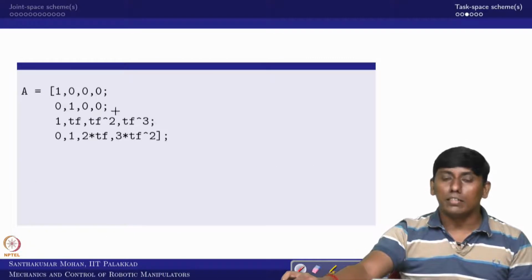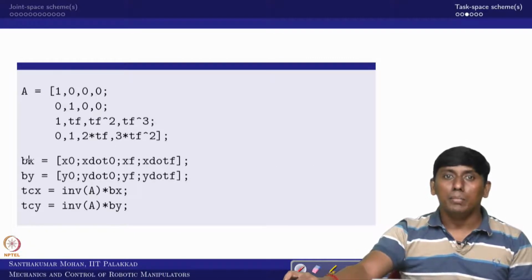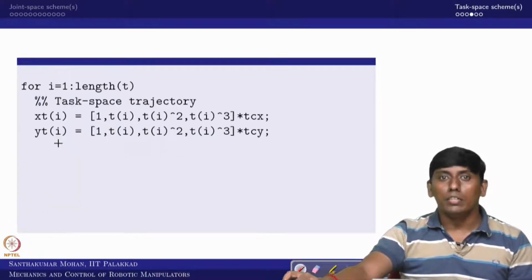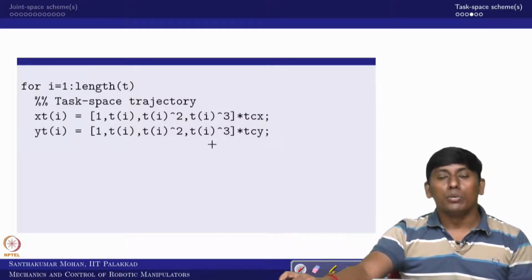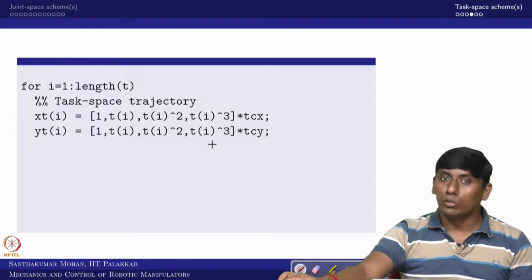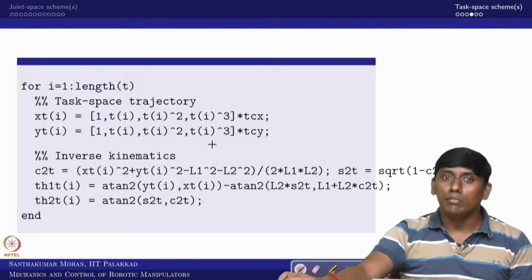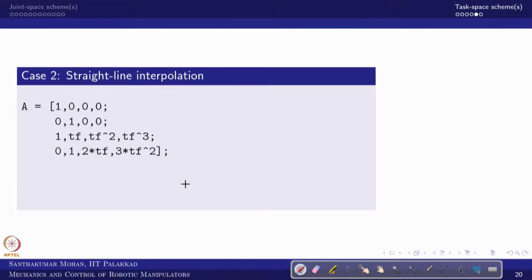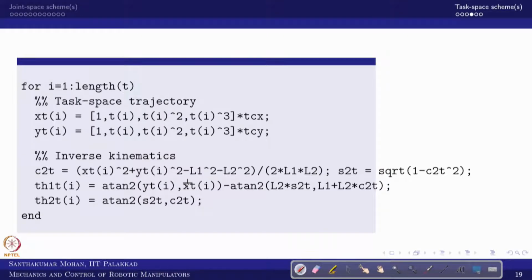Now we have taken the same A matrix, but Bx and By are two other vectors. Based on that, we calculate the coefficients Tcx and Tcy. So x(t) and y(t) are written using Tcx and Tcy, and the x trajectory and y trajectory are independently derived. In order to compare, we have done the inverse kinematics just to see how the theta profile will go. So we have done the inverse kinematics, and now we use the same plotting command.